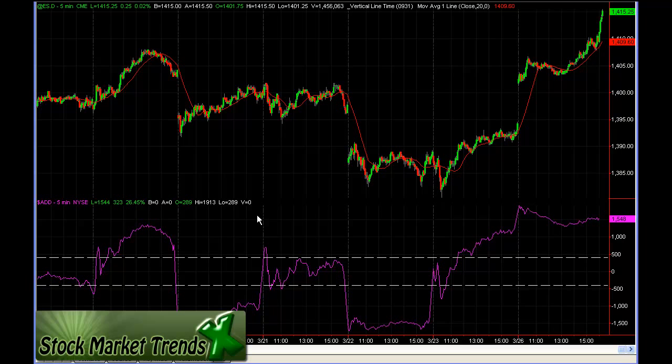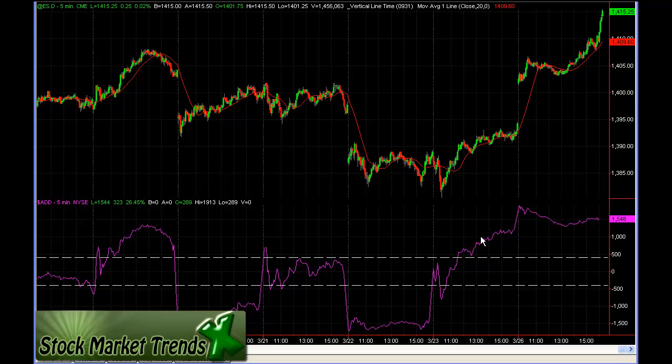So I use the advanced decline line as one of the internal measurements of the market. It's like the pulse of the market, the heartbeat of the market. So first thing I like to do is bracket an 800-point range. The scale of the advanced decline line goes from minus multiple thousands up to plus multiple thousands. I don't know the exact numbers. I'm sure you could look it up somewhere, but it's not really relevant for how I use it.